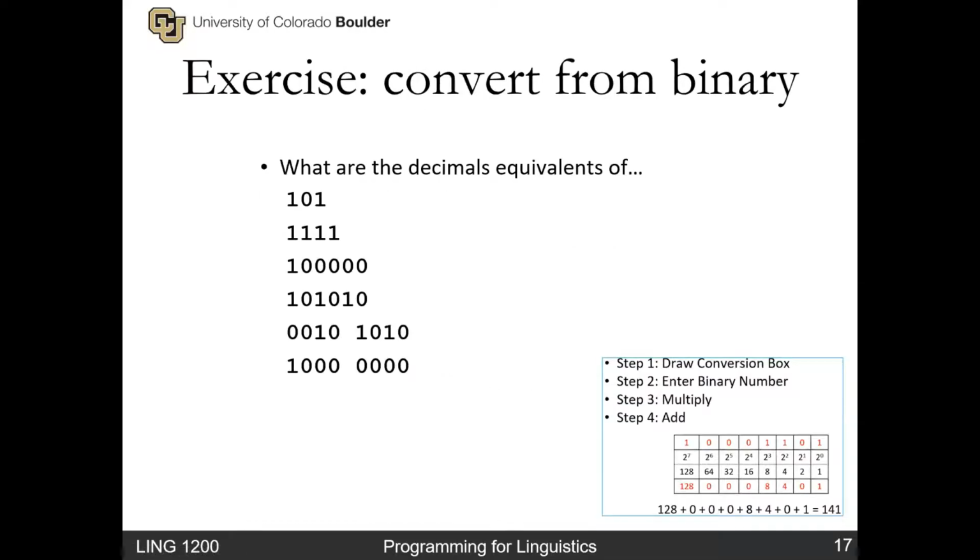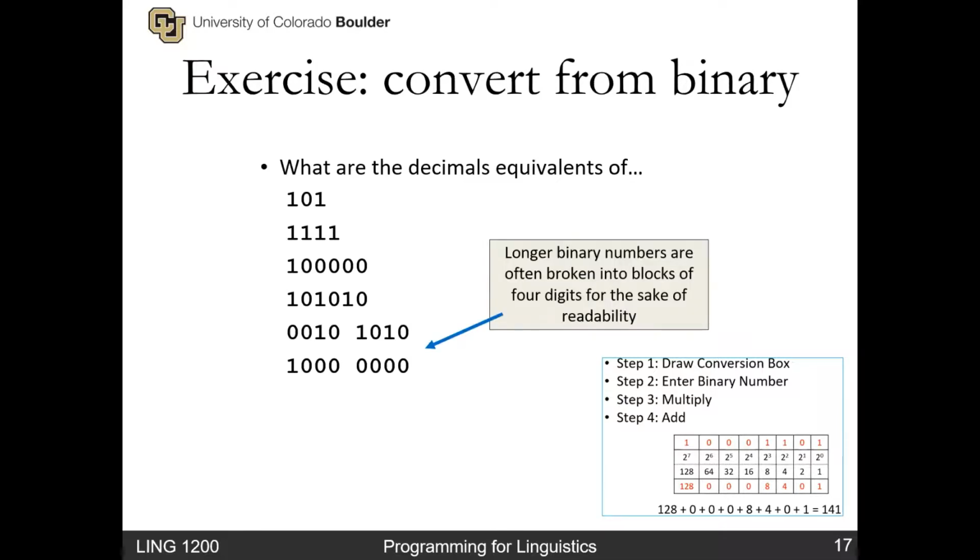So take a moment and do this exercise. I've copied the steps that we just went through for converting from binary to decimal there in the bottom right-hand corner. Take a moment to calculate: what are the decimal equivalents of these numbers? 101, 111, 1 with 5 zeros, 10101, 00101010, and 1 followed by 7 zeros.